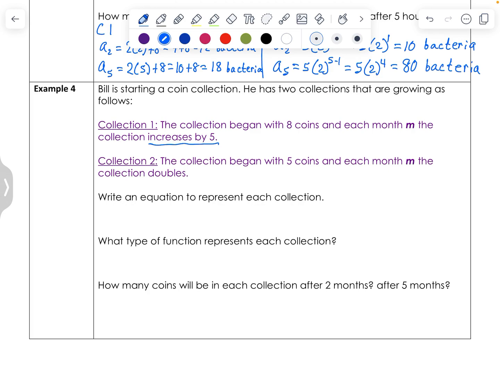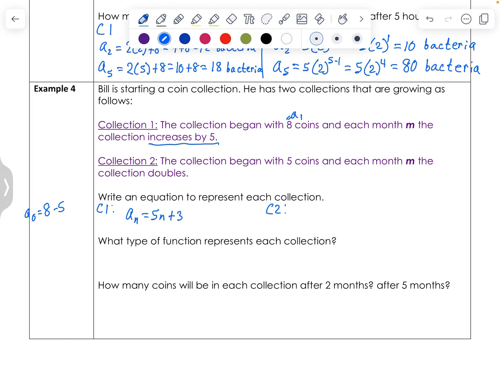So we're going to see another factor times 2. So to write an equation to represent each collection, I'm going to do C1 over here, C2. It's going to be a similar idea. We just have to make sure to note that our collection begins with 8. So that's our a sub 1. So if we need to go backwards by 5, then the a sub 0 would be 3. So this rule would be a sub n equals 5 times n plus 3, because we got to do 8 minus 5. That's how we get our a sub 0.